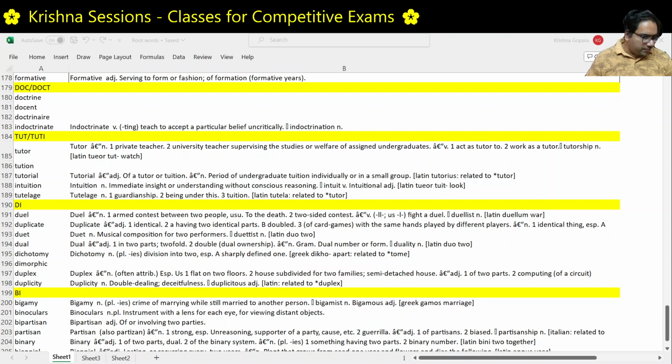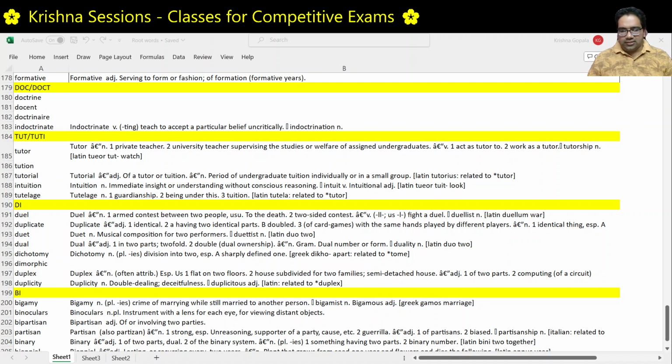Let us learn some more important root words and their derivatives. Doc or DOCT. This is coming from Latin. It means to teach. A doctor was originally a very highly educated person, coming from this root only. He was so educated that he could teach. So doctor used to be referred to those educated people who have the necessary education to teach.